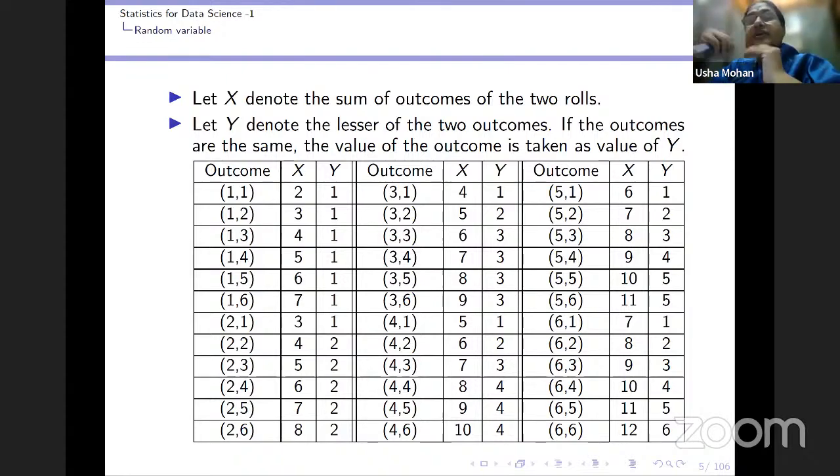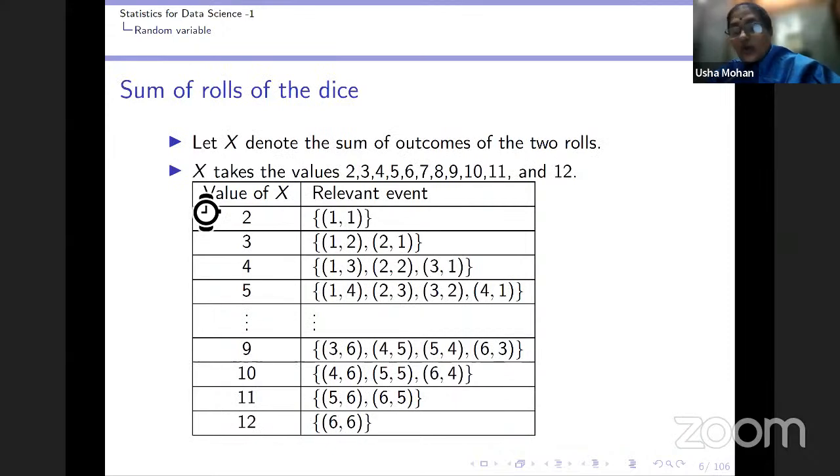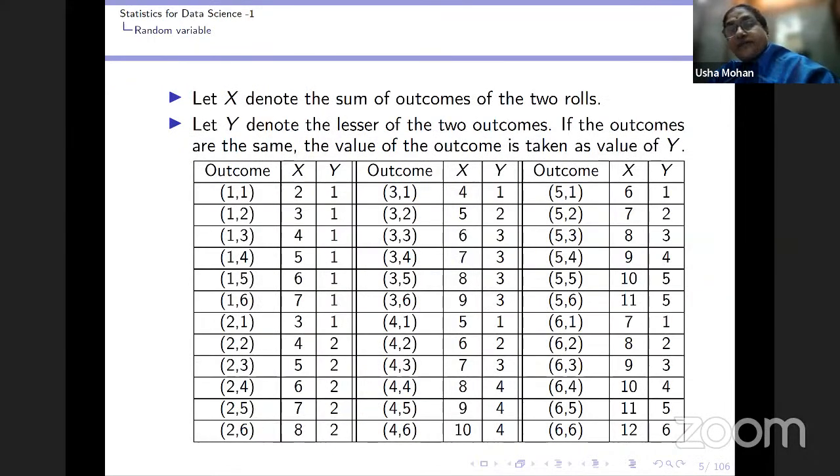The reason why we are introducing it from the sample spaces is that now I know the probability of this outcome 1, 1 is 1 by 36. The probability of each of these outcomes is 1 by 36. So given the probability of the outcomes, I can define the probability of the random variable taking a value. What are the values X can take? X can take any value between 2 and 12. The values Y can take are 1, 2, 3, 4, 5, and 6.